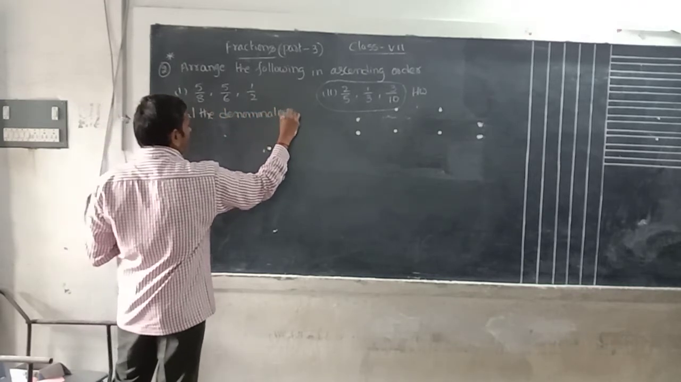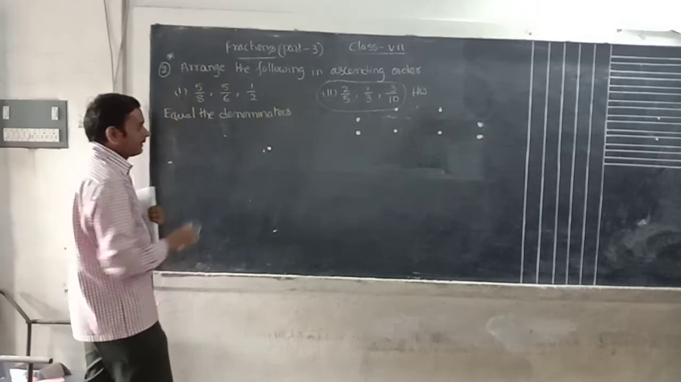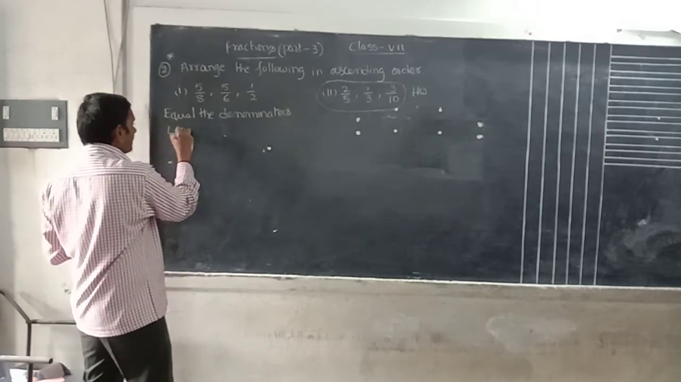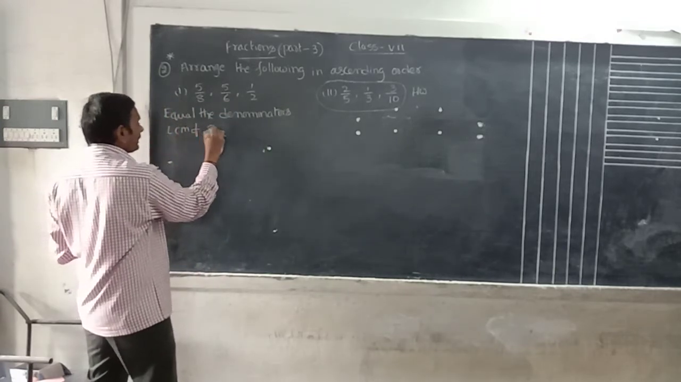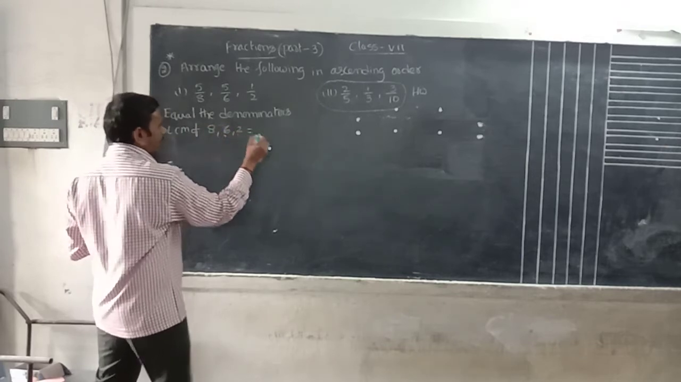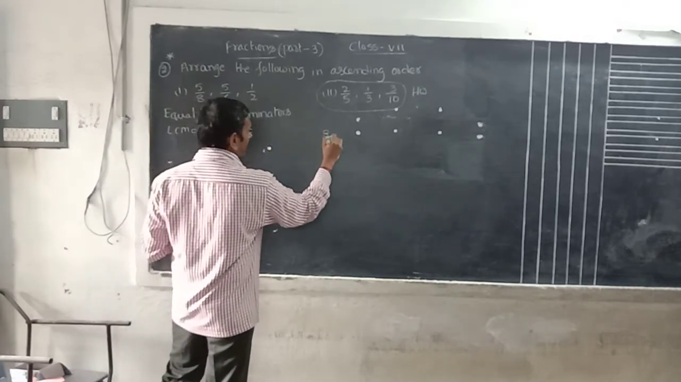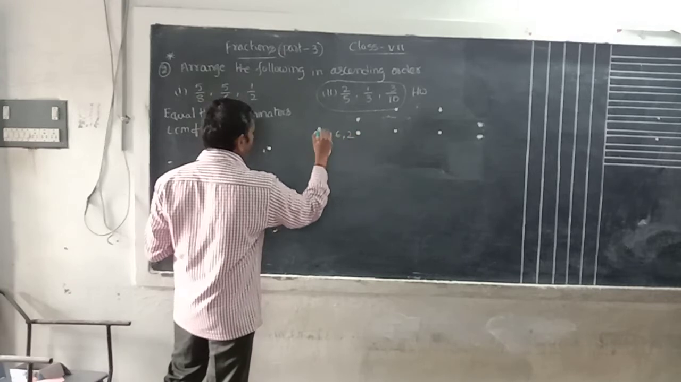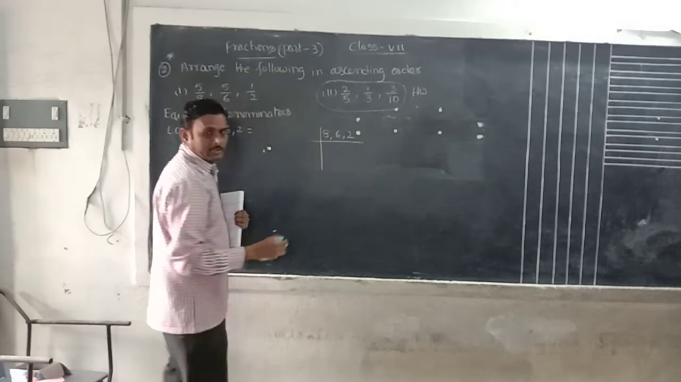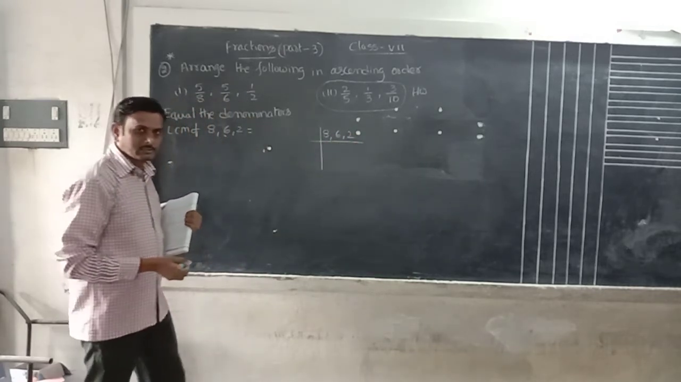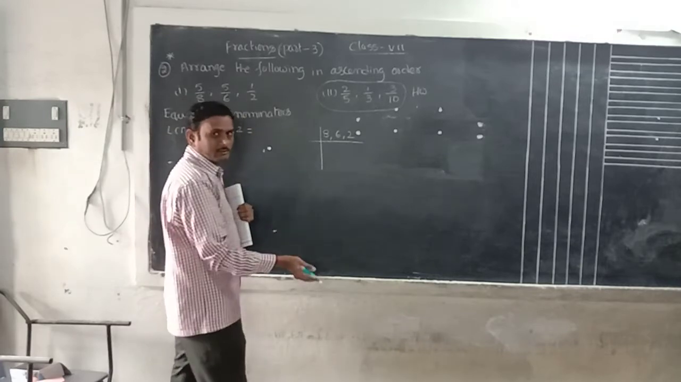Equal the denominators. How can we equalize them? By taking the LCM of 8, 6, 2. Take the LCM with the tables. At least two numbers must be divisible by the same table, then only can you proceed with the LCM.